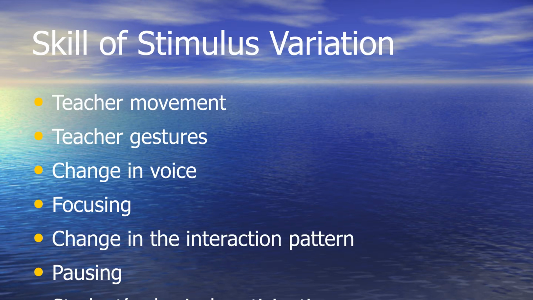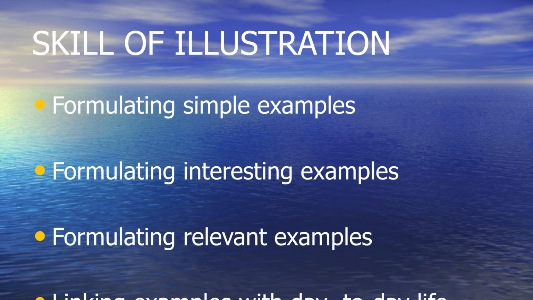Stimulus variation is achieved through teacher movement and gestures, changes in voice, focusing techniques, changes in interaction patterns, and pausing. It also involves student physical participation and oral-visual switching. Effective illustration requires formulating simple, interesting, and relevant examples. Crucially, examples should be linked with day-to-day life.